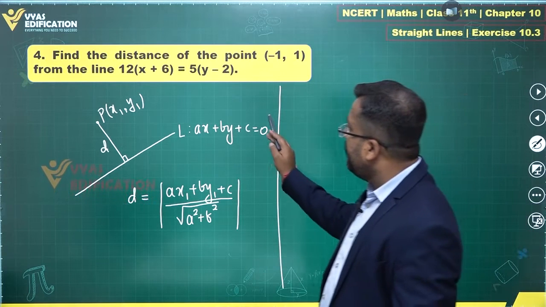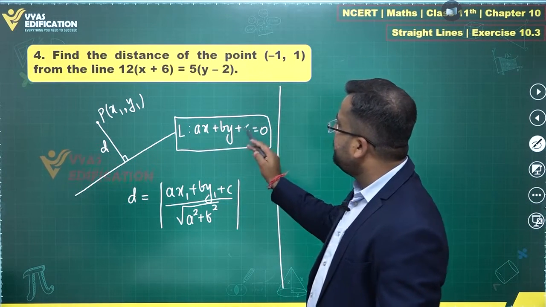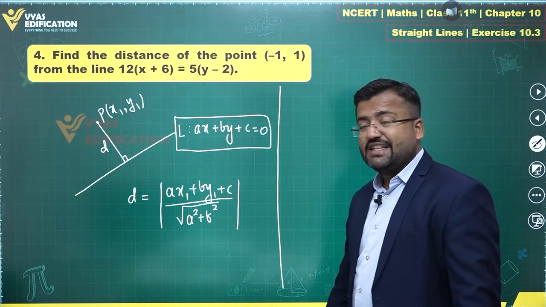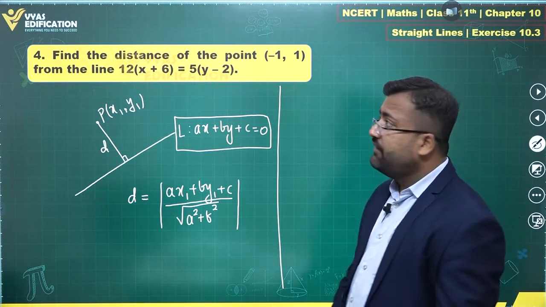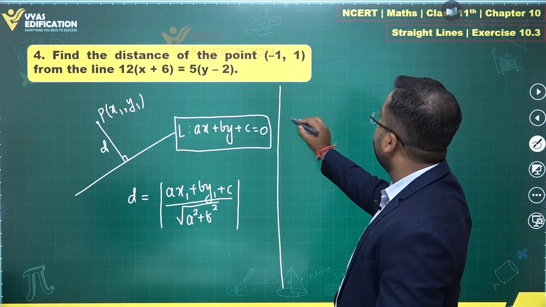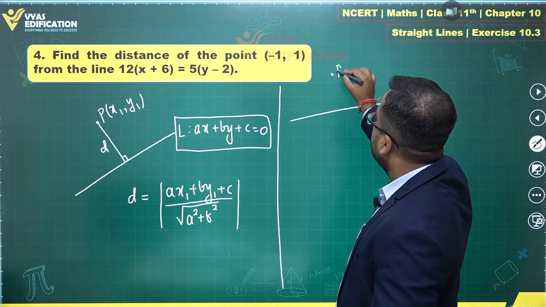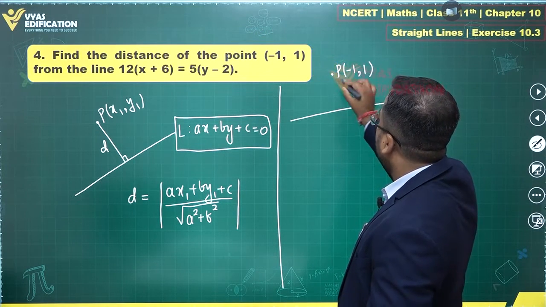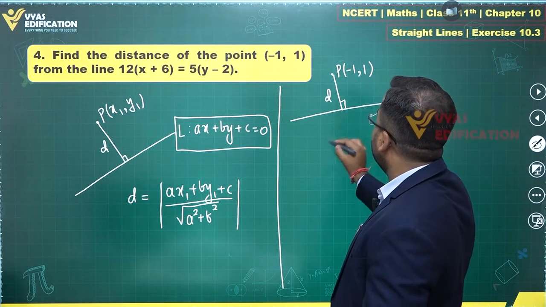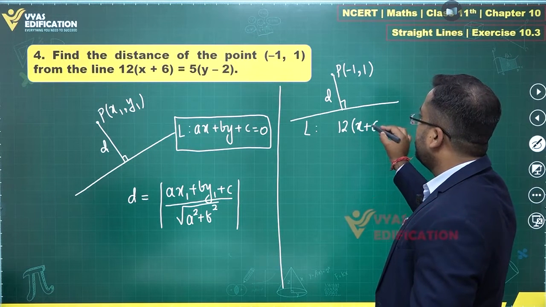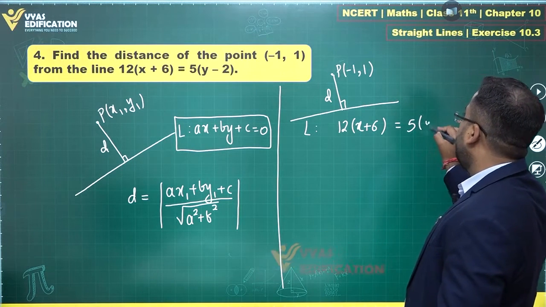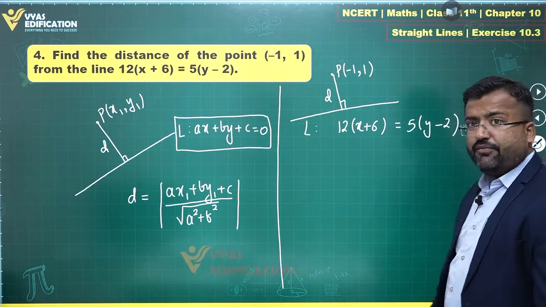The first thing that you observe is that the line is not written in this particular form. That's the general form of the equation of a line. Here it is not the general equation, so let's try to convert this into the general equation. So we have point P, which is minus 1 comma 1. This will be the distance d, where the line is 12 times x plus 6 is equal to 5 times y minus 2, right?